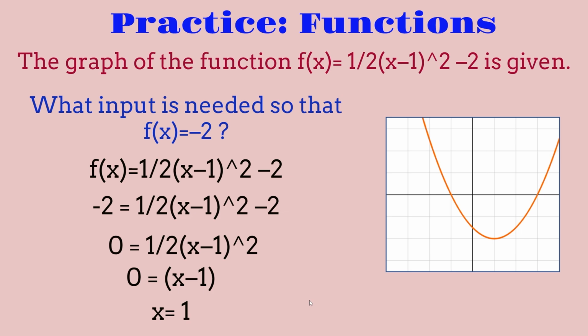So this way, when f of x is equal to minus 2, then that means x is going to be equal to 1. So the input x, which is 1, would make y equal to minus 2.